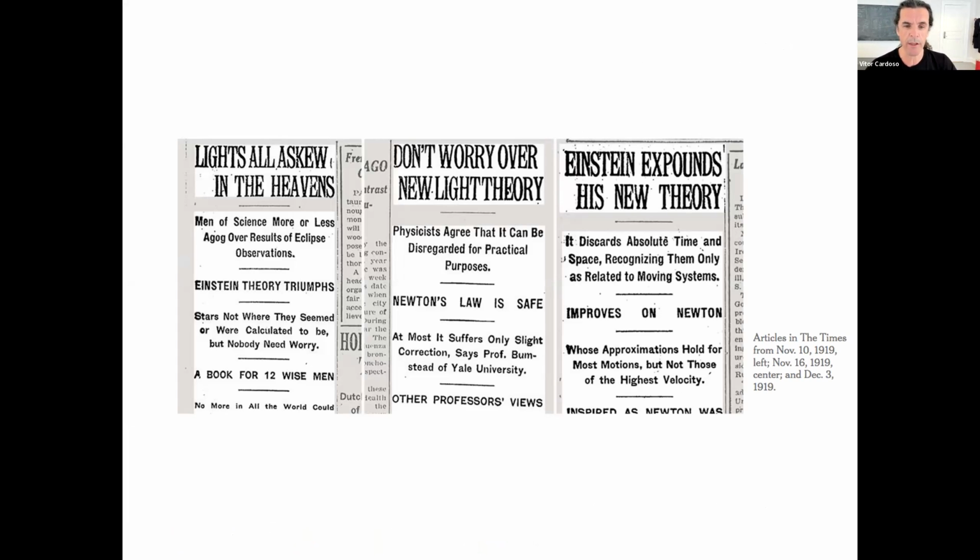I always like to dig up historical notes, and this is something I did a few years back, going back to the New York Times at the time, and you see here a series of 3 news items, roughly separated by a week or so. And you see the first news. This was November 10, 1919, when news came out of the result of the expedition, saying that men of science are more or less agog over the results of eclipse. Einstein's theory triumphs. Stars were not where they seemed to be, or were calculated to be.